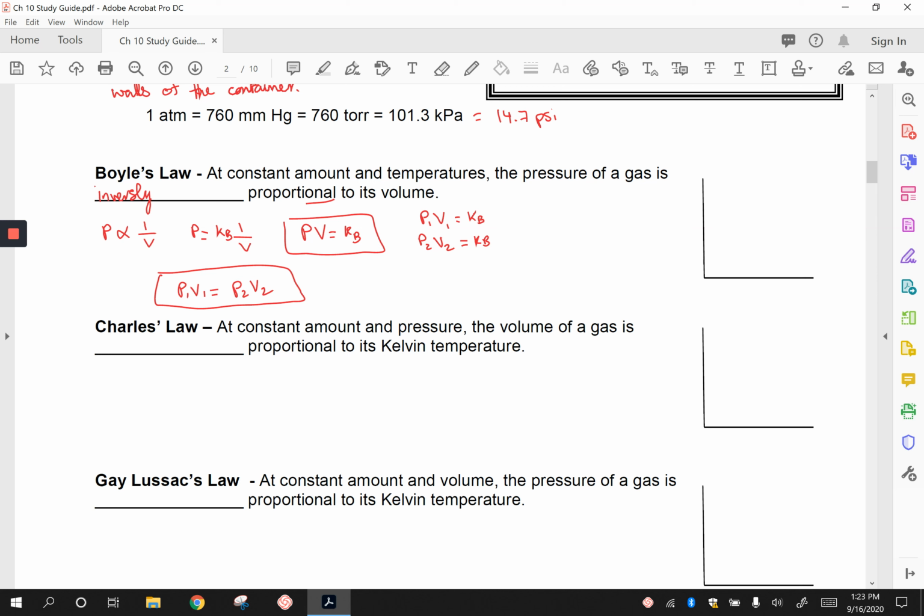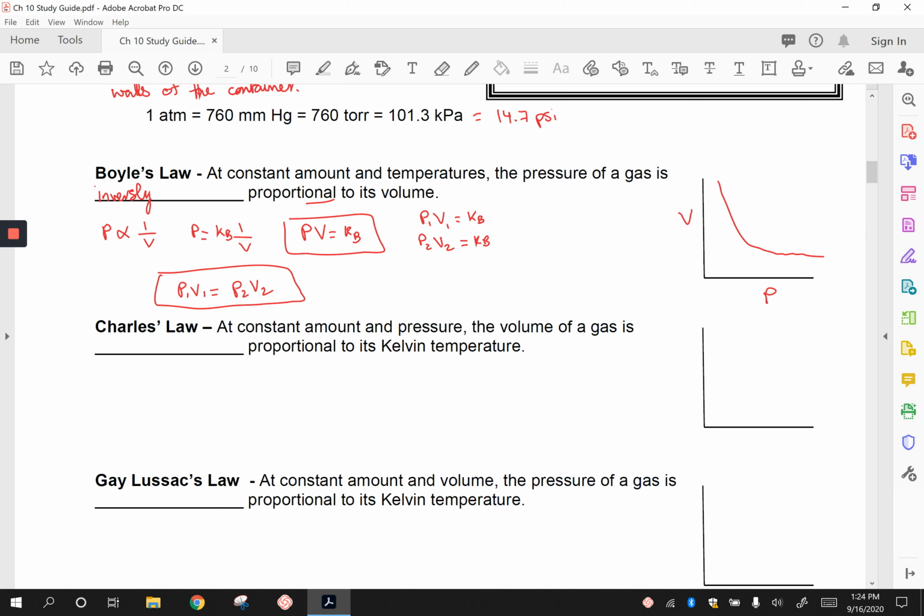The last thing you need to know is if you were to graph these two variables, what would that graph look like? So at constant amount and temperature, if I were to graph volume versus pressure, it is an inverse relationship, so it kind of looks like this.